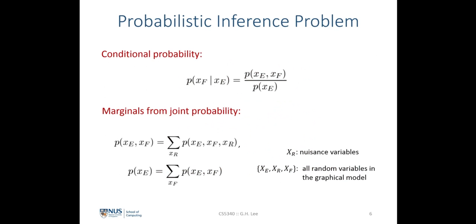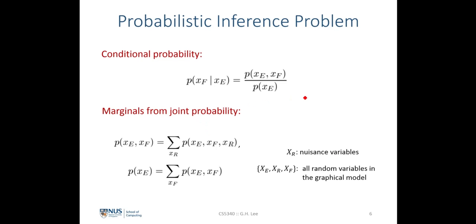Now we can evaluate the conditional probability using the product rule, where the probability of XF conditioned upon XE can be written as the joint probability of XE and XF divided by the marginal probability of XE, where the respective marginal probabilities of XE and XF can be obtained by marginalizing over all the unwanted random variables, which we collectively call XR, otherwise known as the nuisance variables.